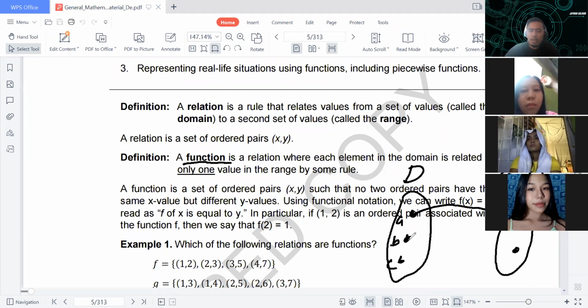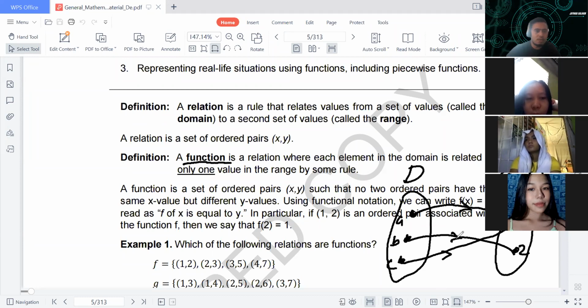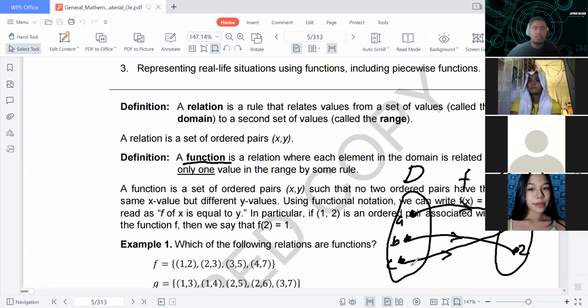I'll give you an example. If I assign A to 1, B to 2, and C to 1, let me ask you this: is it a function, do you think? Feel free to unmute your microphone. Is it a function? Yes, sir. Yes, it is a function.